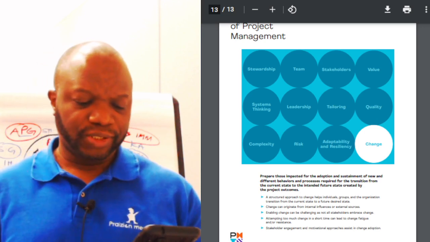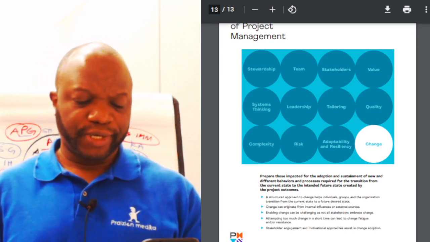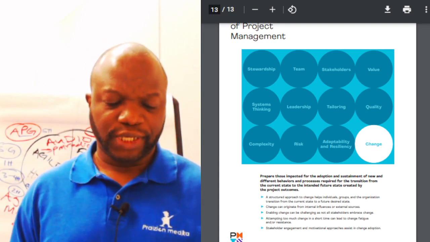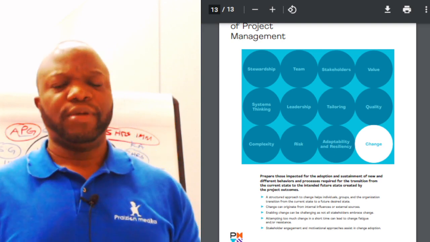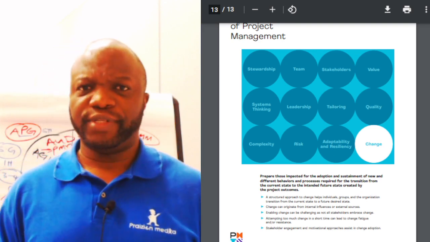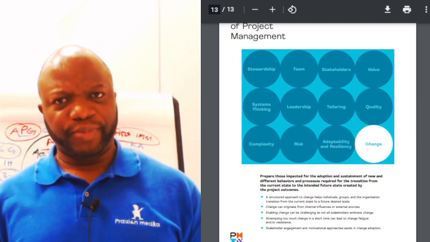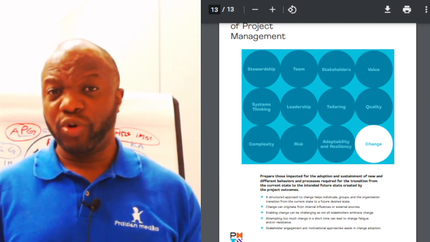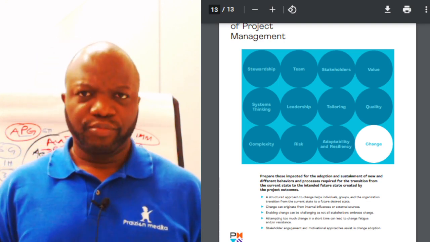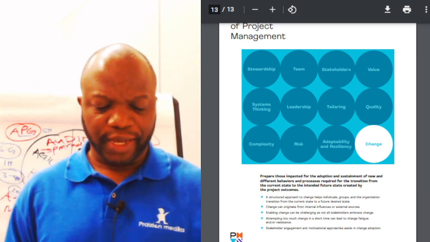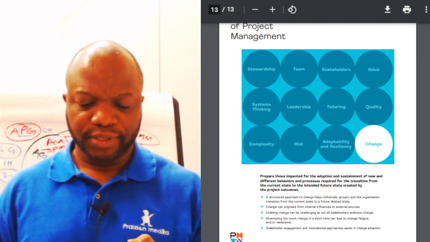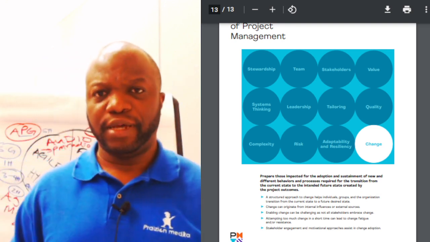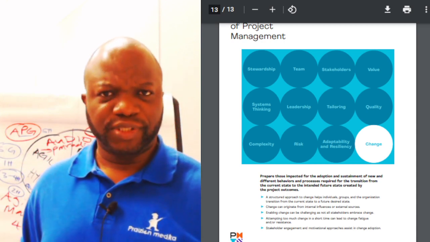Enabling change can be challenging as not all stakeholders embrace change. Attempting too much change in a short time can lead to change fatigue and or resistance. So what are we saying? There are going to be some stakeholders that are not able to gravitate towards the change because they are threatened, because they feel their objectives are at risk. And we need to understand that, hear them out, and work with them in bringing about that change. It says stakeholder engagement and motivational approaches assist in change adoption. Did you hear that? Stakeholder engagement and motivational approaches help with change.